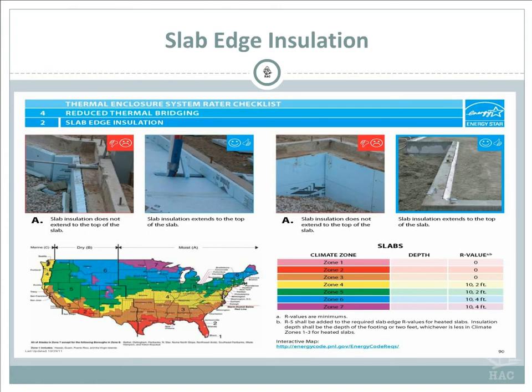The picture on the right, it shows how that foam board is all the way to the top. It's well insulated. It's even. The next picture to the right, you can see where the foam board doesn't go all the way to the top. It doesn't insulate that. And then on the next one, it just shows how it goes all the way.